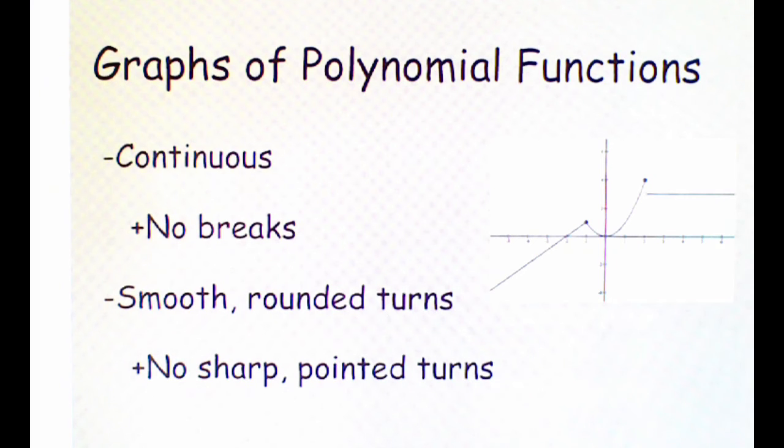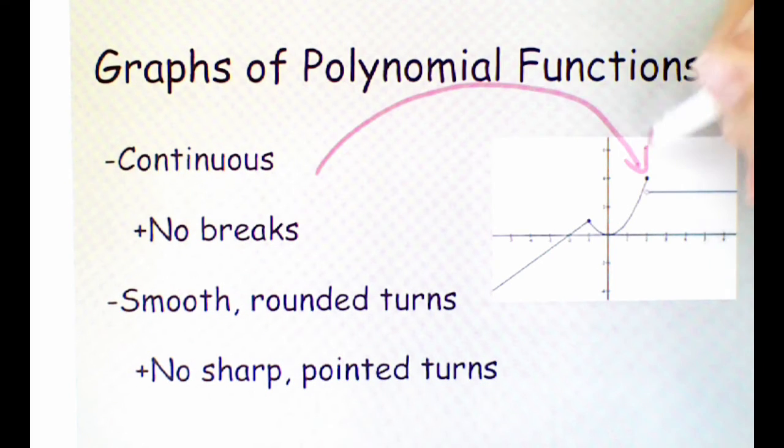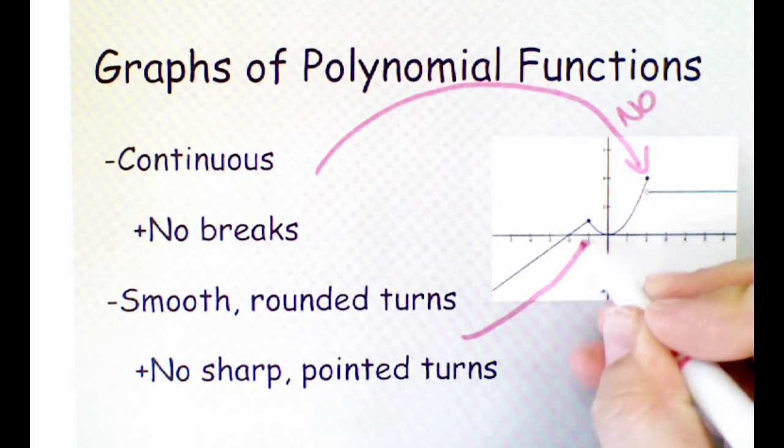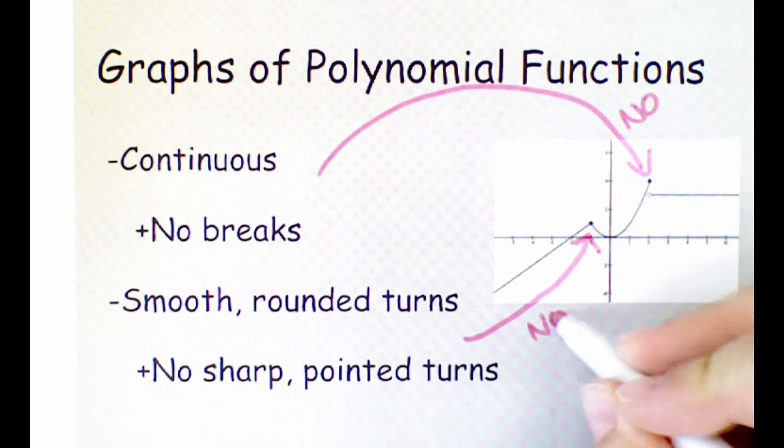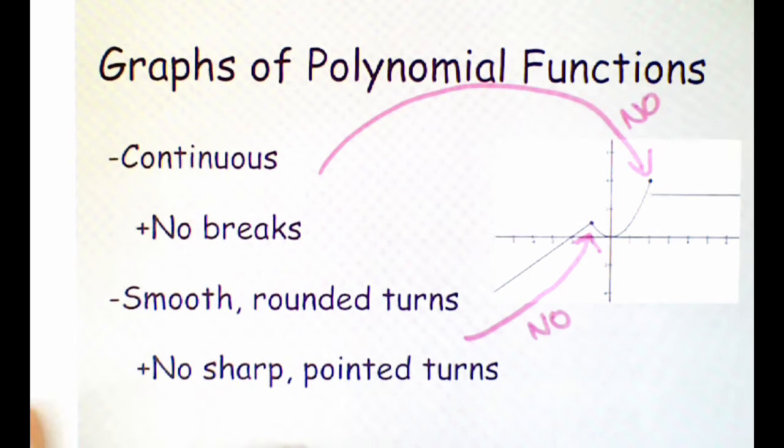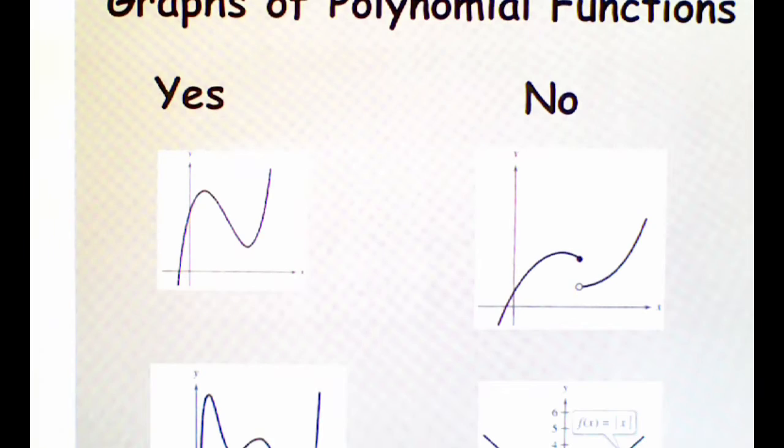Graphs of polynomial functions are always continuous. There are no breaks or jumps. And there are smooth, rounded turns. There are no sharp, pointed turns. So continuous means that's a no-no. And smooth, rounded turns means that corner right there is also a no-no. No polynomial will look like that.